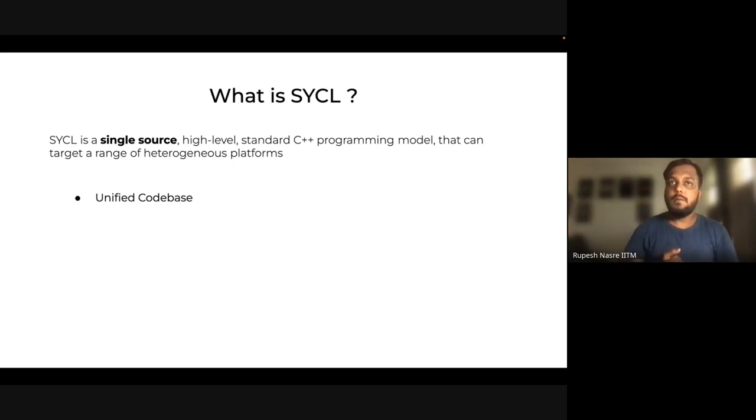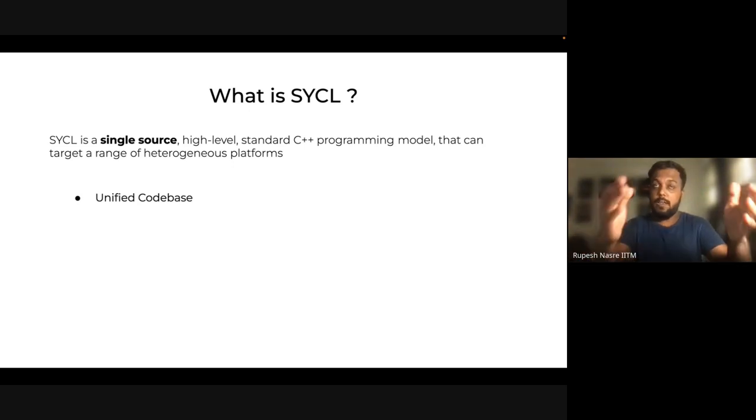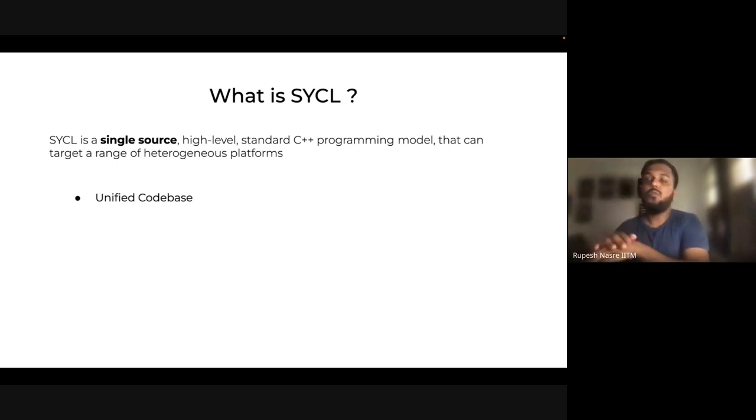We wrote the code with respect to the CPU and we are running it on the GPU? No, we can't do that in other programming models. But in Sycl, we are allowed to do that. Sycl is designed to be single source, meaning that both the host and the device code are in the same source file.